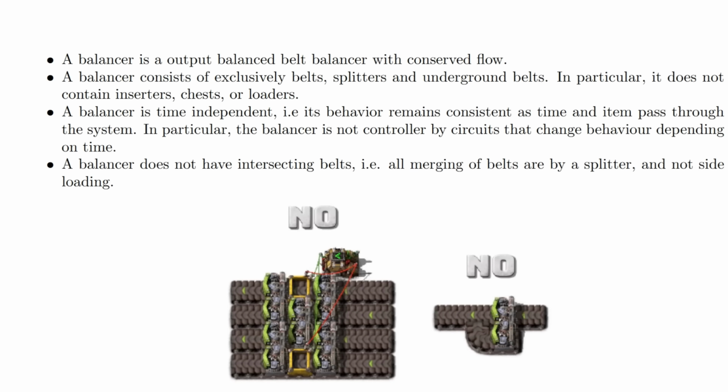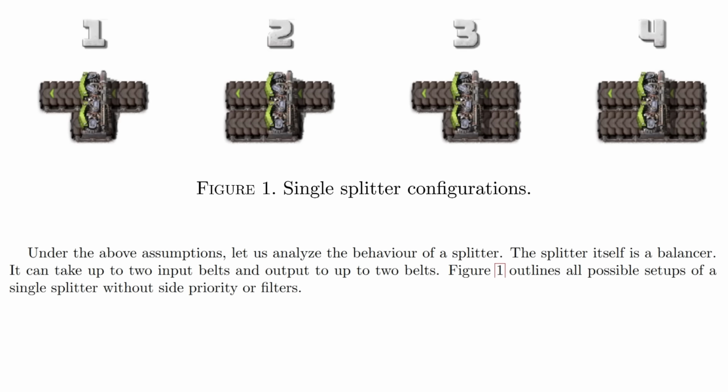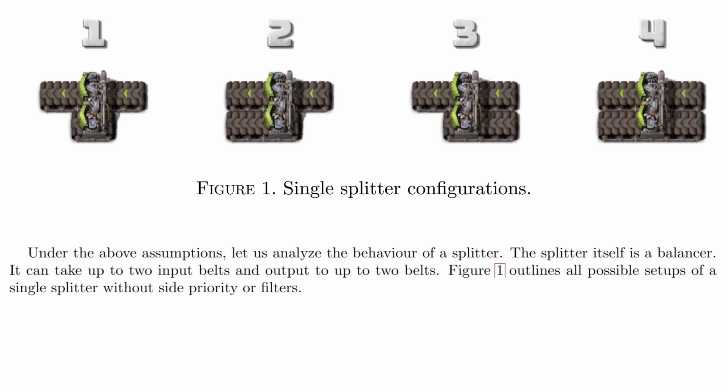4. A balancer does not have intersecting belts, i.e., all mergings of belts are done by a splitter, and not by side loading. Under these assumptions, let us analyze the behavior of a splitter. The splitter itself is a balancer. It can take up to 2 input belts and output up to 2 belts. Here are all the possible setups with a single splitter without side priority or filters.